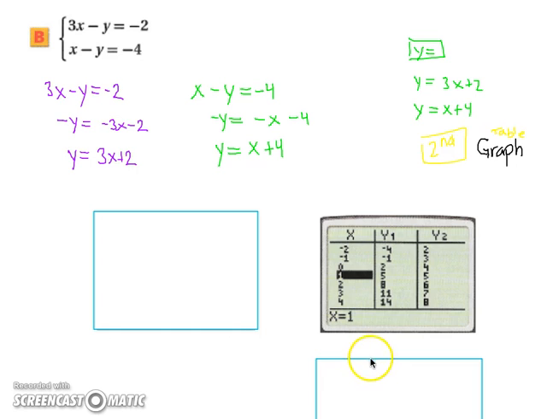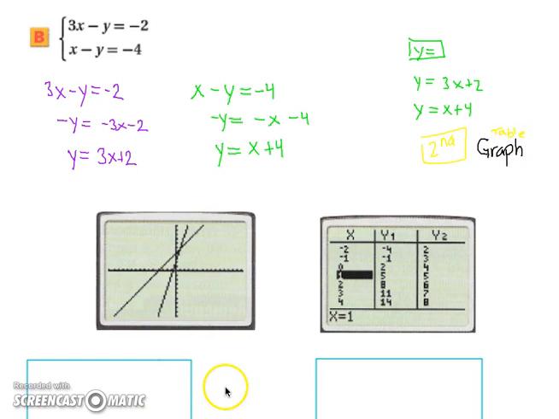If you also want to see a graph, simply hit the graph button and it will show you a graph. And then, to find where they both intersect, find where the two y values are the same. So at 1 and then 5. So 1, 5 is where the graphs intersect.